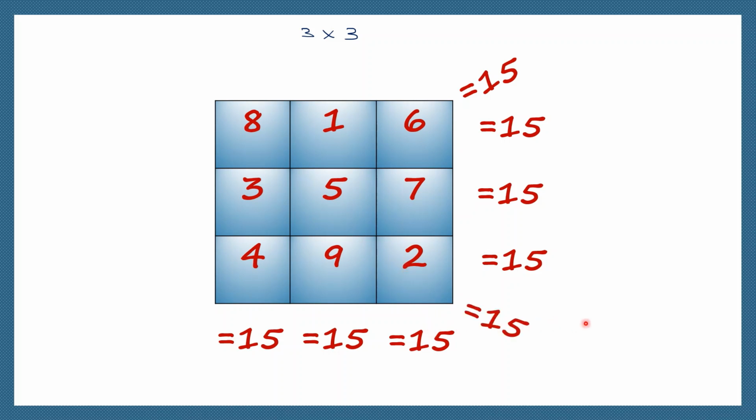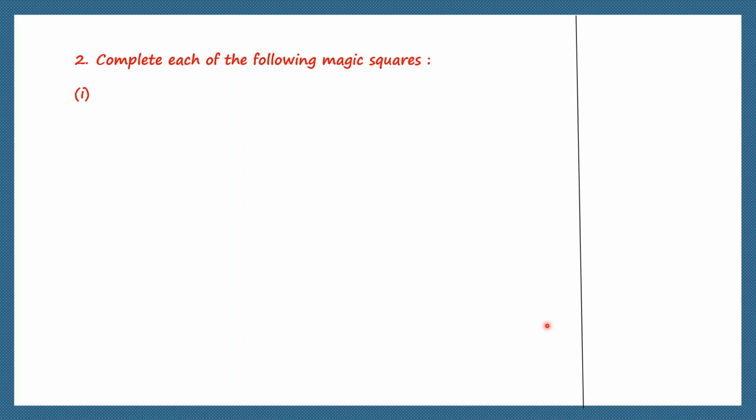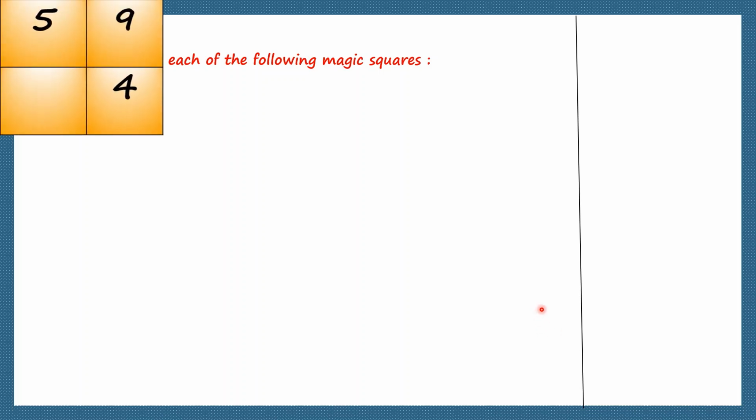Now do you understand why this is called a magic square? So the numbers are arranged in such a way that whether you count the rows or the columns or the diagonal, your answer is the same. That's why it's called the magic square. Now we have to complete some magic squares given to us.